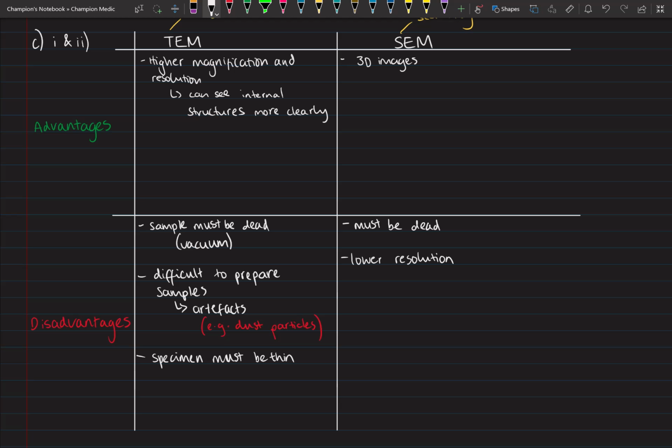And another advantage of the scanning electron microscope is that you can use it on thick specimens, as in you don't have to make sure that the specimens or the sections are thinly cut.